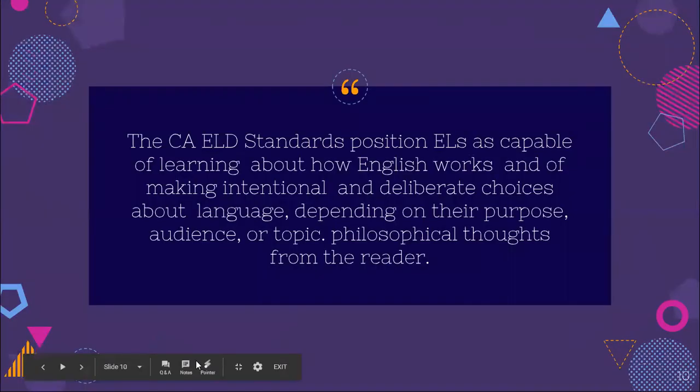Another quote from the framework: the California ELD standards position English learners as capable of learning about how English works and of making intentional and deliberate choices about language, depending on their purpose, audience, or topic. Philosophical thoughts from the reader.